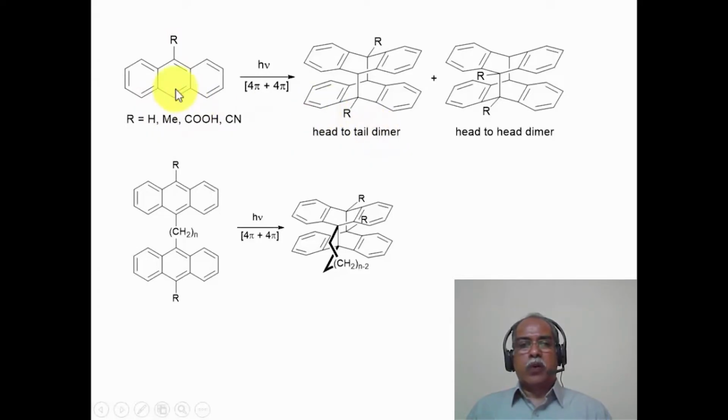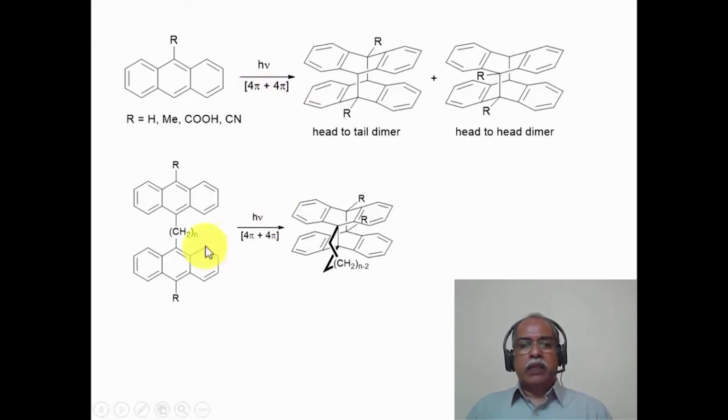So whether the molecules orient head-to-head with respect to the R group or head-to-tail with respect to the R group will ensure the formation of the head-to-head isomer or the head-to-tail isomer of this cycloaddition process. Now this is again an intermolecular version of the 4pi cycloaddition reaction involving a suprafacial overlap which obeys the Woodward-Hoffmann rule.